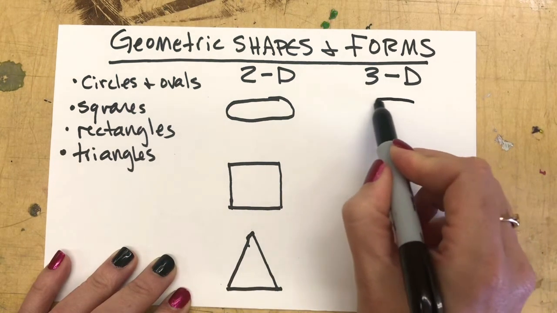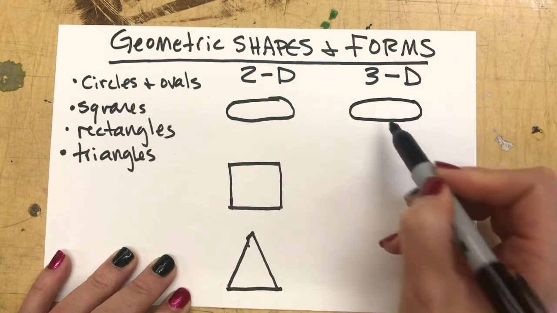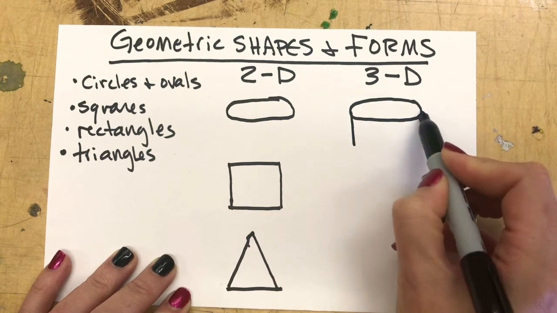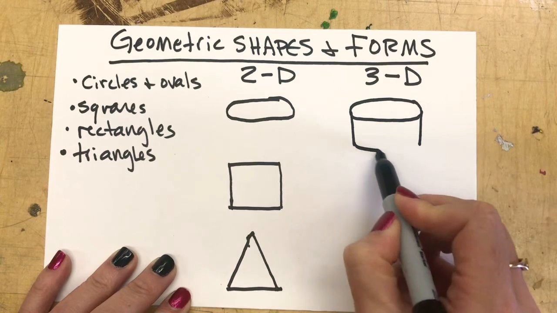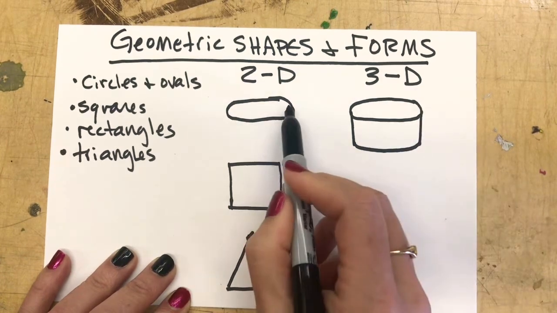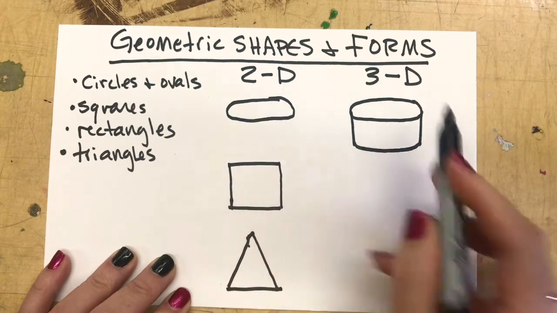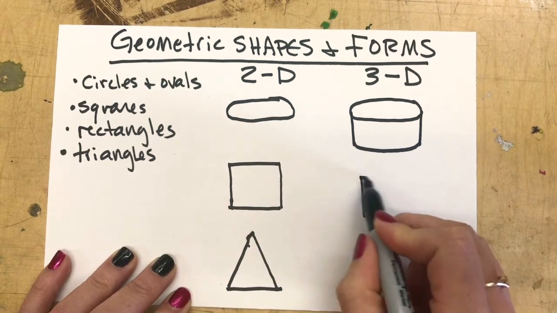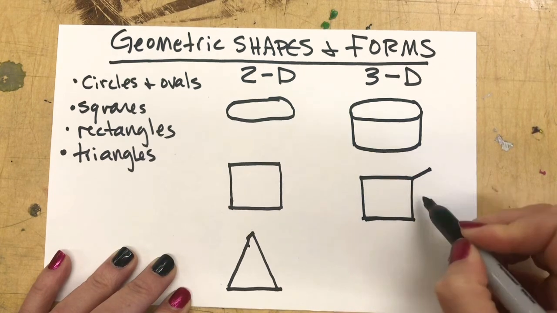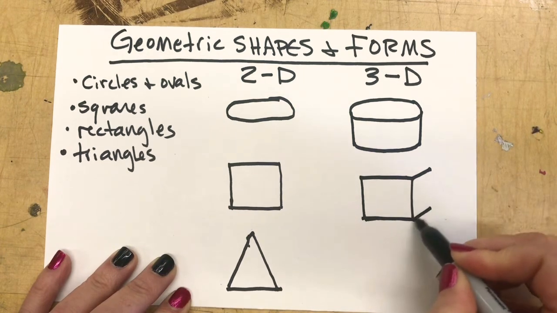A 3D form has length and width, but it also has depth. And to do that, we have to add a little bit more to that shape. So now we have a small tube. So we have a form instead of an oval.